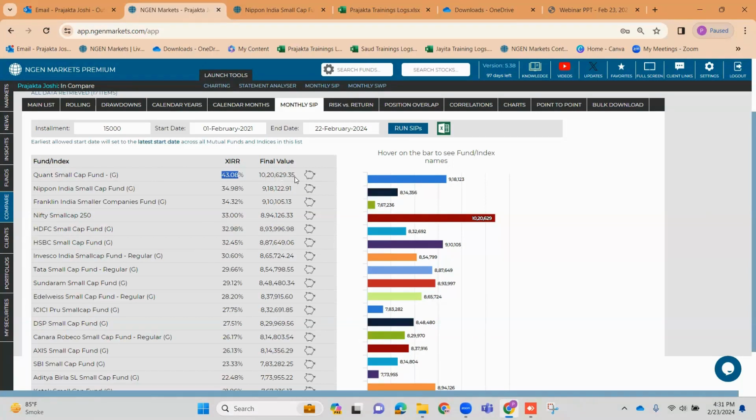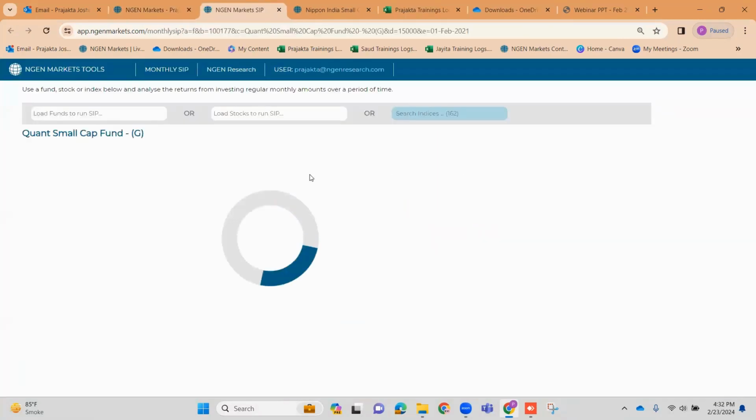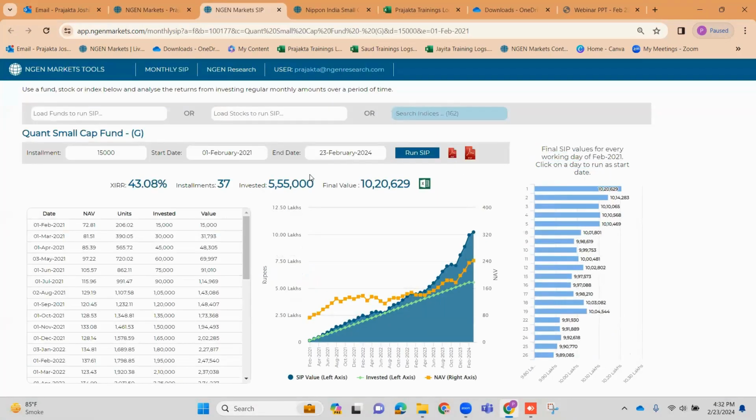If you want to run a detailed SIP analysis, all you need to do is simply click on this piggy bank icon. It will load up in a new tab and it will show you the installment, I mean, 15,000 invested monthly in this 3 year period.